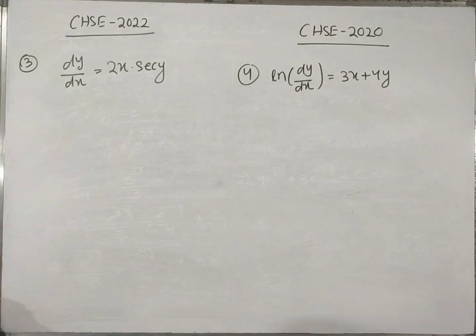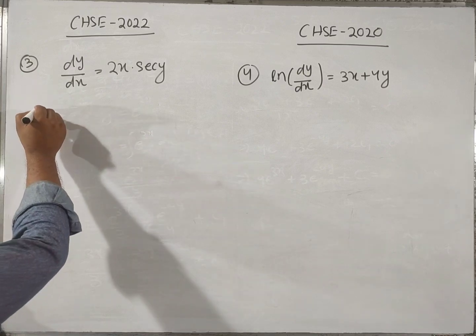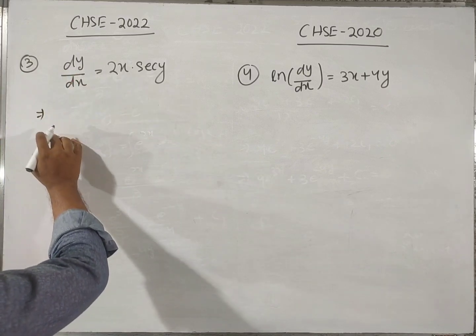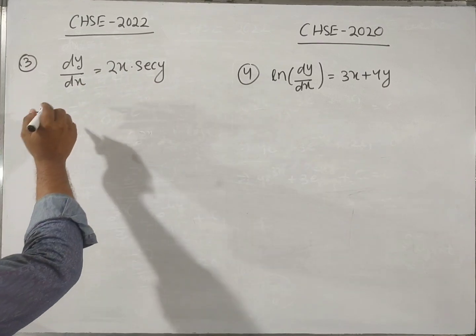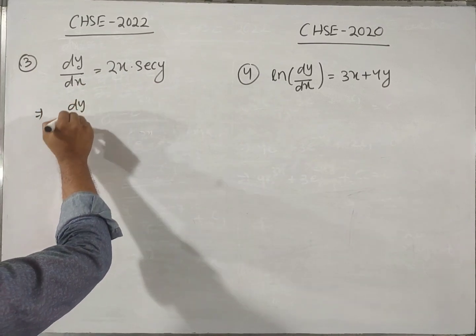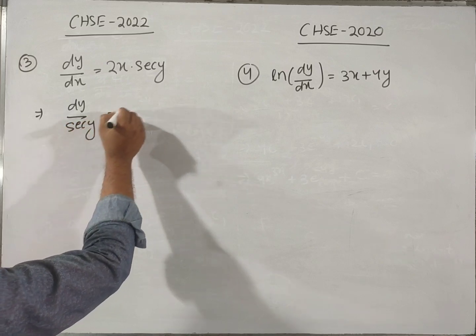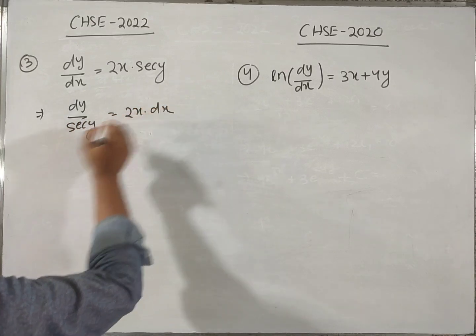Then going to problem number 3. It is dy upon dx is equal to 2x multiplied with sec y. It is again in the variable separable form. So it will be dy divided by sec y is equal to 2x dx.